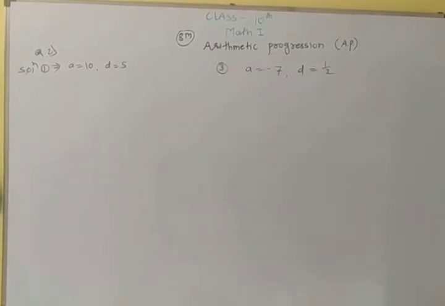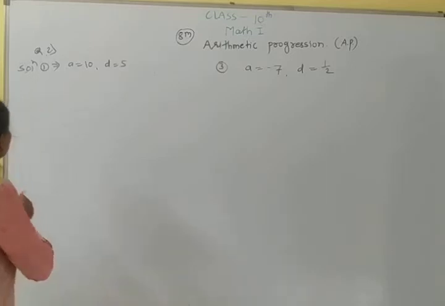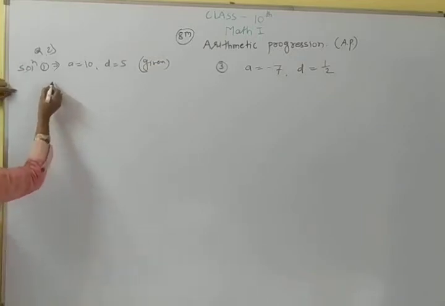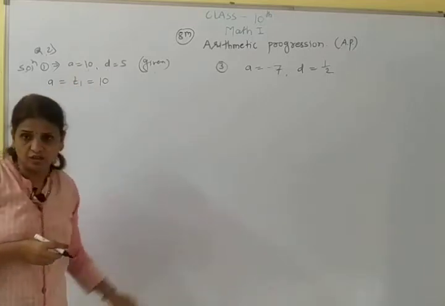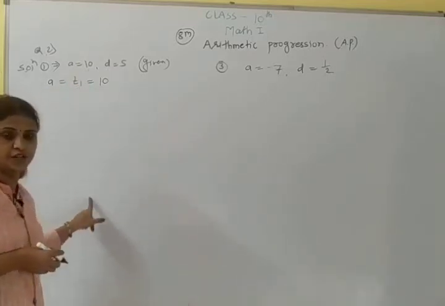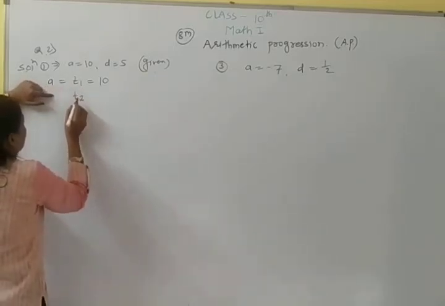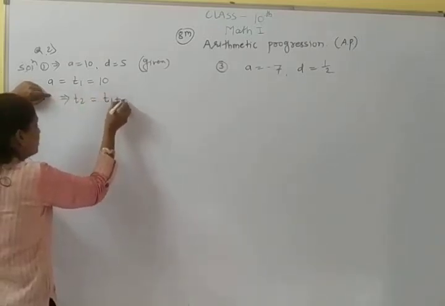Question number 2. Write an AP whose first term is A and common difference is D in each of the following. Here the first problem is A equal to 10 and D equal to 5, and the question is to write an AP. Here A means first term, that is A equal to T1 equal to 10. Then find the next terms, means find T2, T3, T4, T5 and so on. So T2 equal to T1 plus D.